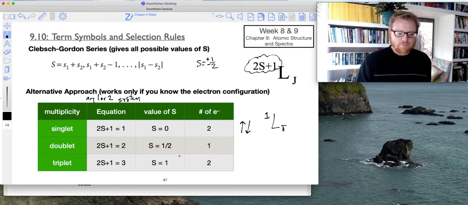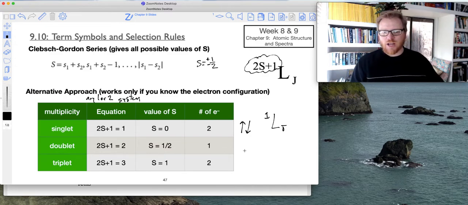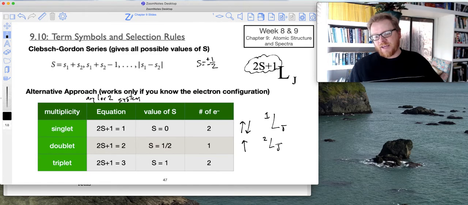right there. If we have a doublet, S is equal to 1/2, right? Only 1 electron. And so 2 times 1/2 plus 1 is 2. All right? So there's our doublet. That would just describe a singly unpaired electron. And so we would automatically just write a 2 right there, L and then J. And then obviously we would have a P or another letter for the main other terms.